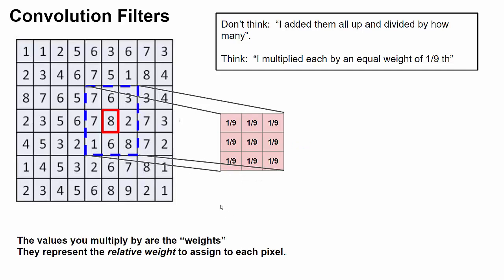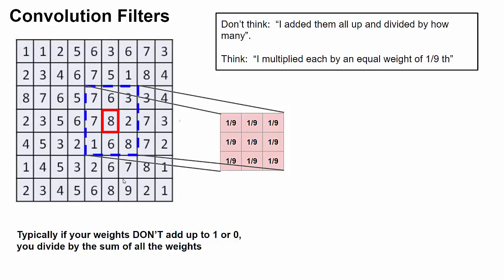So, reviewing vocabulary. This 3x3 grid of numbers is called the kernel. All the numbers inside are called weights. And what they give is the relative weight or the relative importance of each of the surrounding pixel values when you do the weighted average. So, let's keep going. Depending on how your kernel is shown, either you'll add up all the numbers and they'll add to 1, in which case you don't need to do anything else.